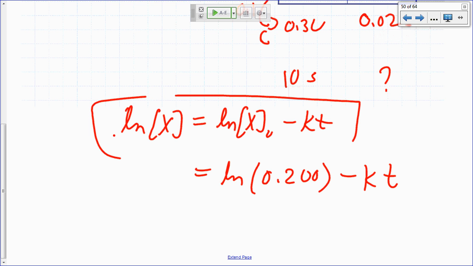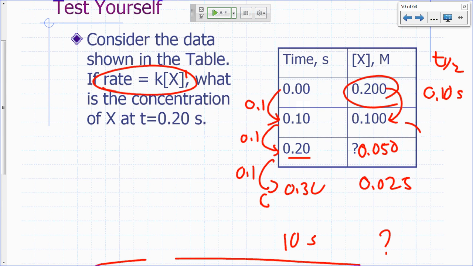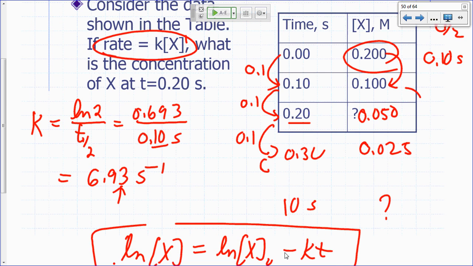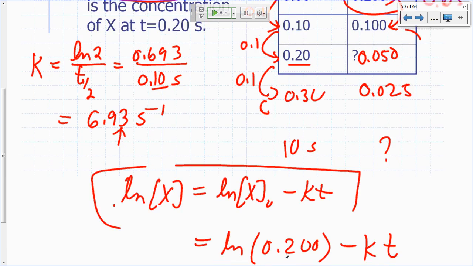What's our k? Remember, for the first order rate law, what's our k? ln of 2 over the half-life, right? So 0.693 divided by our half-life, which is 0.10 seconds. So what's that? 6.93 per second. I'm just going to keep an extra digit there, although I only have 2 sig figs, because I'm going to use that for my calculation later. So it's 6.93 per second.